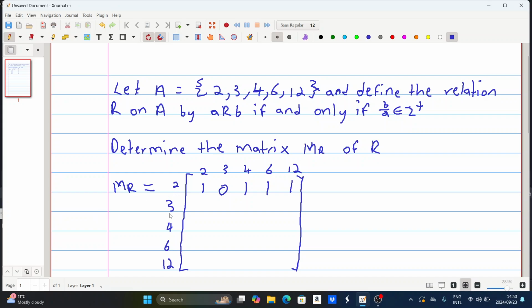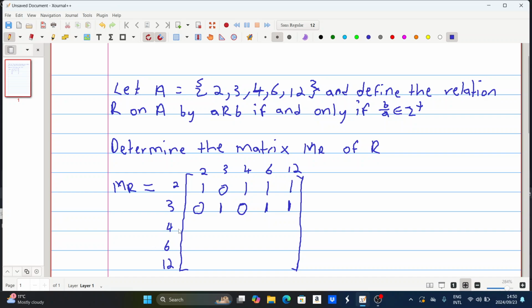And then 3 into 2 doesn't go, put 0. 3 into 3 goes, we put 1. 3 into 4 doesn't go, we put 0. 3 into 6 goes, we put 1. Then 3 into 12 goes, we put 1. That's going in there without any remainders.